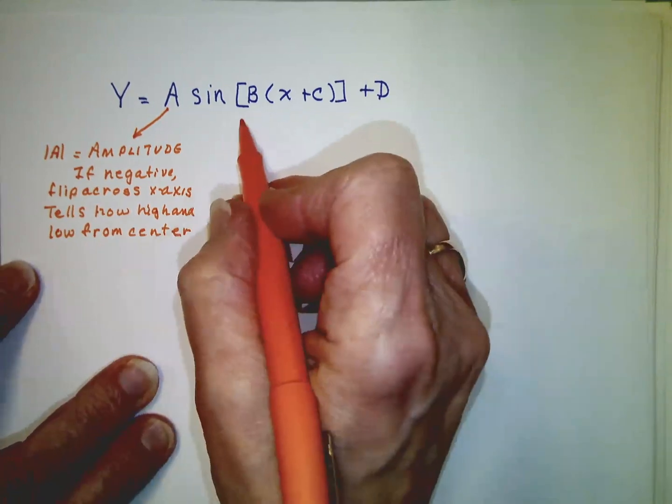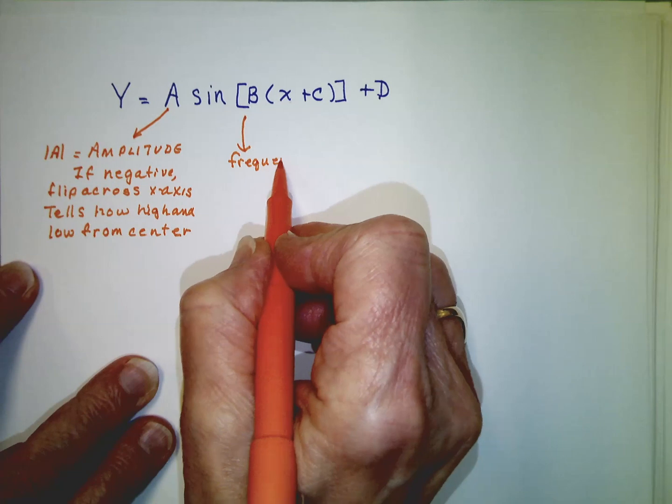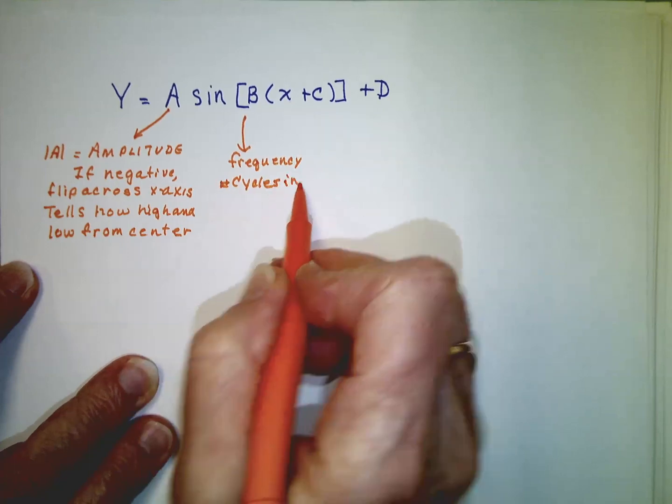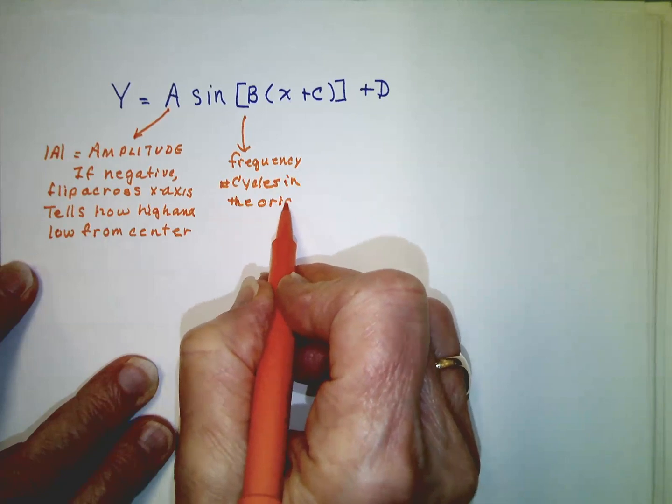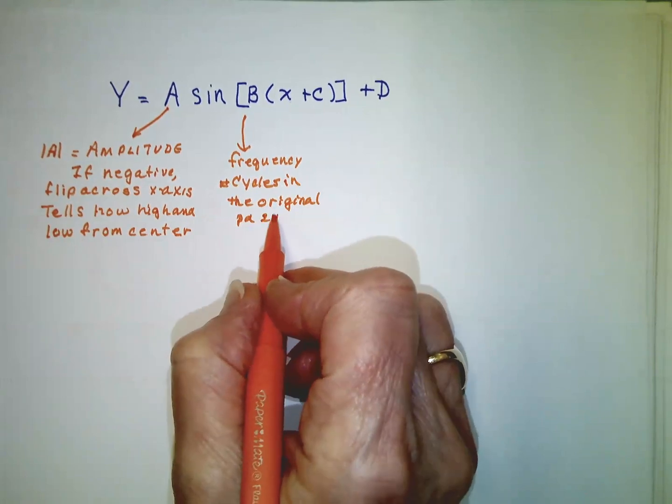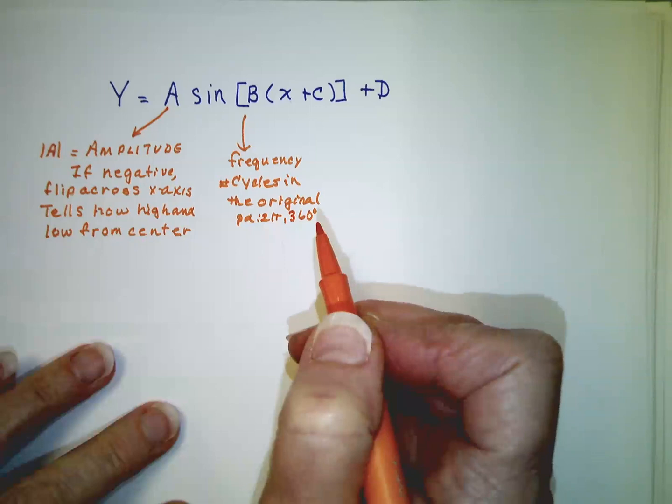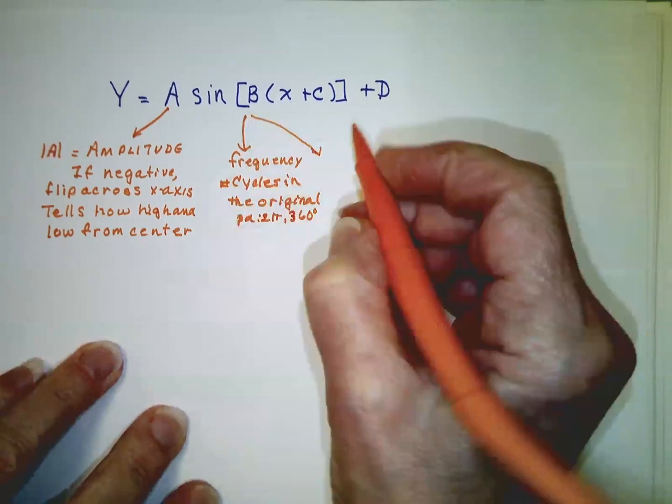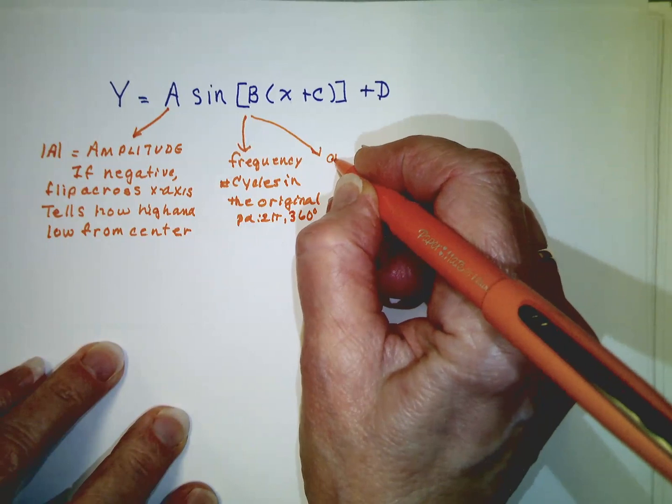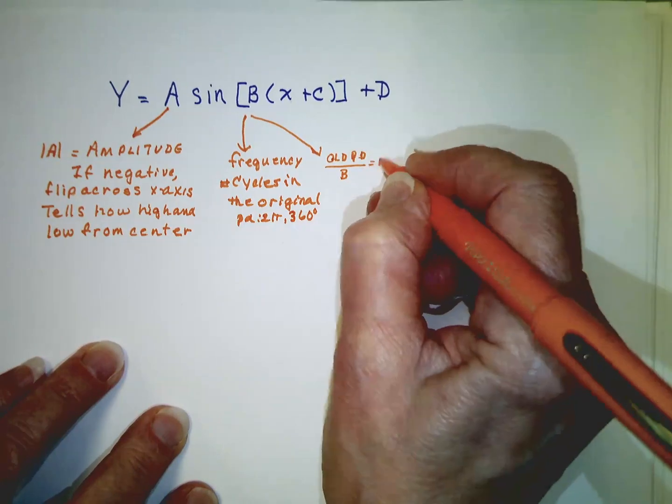The B we talked about just a few minutes ago, that can be thought of as the frequency. The cycles, the number of cycles in the original period. Which could be 2 pi, could be 360. If we were dealing with a tangent graph, it would be just 1 pi or 180. And that also tells us what the period of one cycle is. We take the old period, divide it by b, and we get the new period.